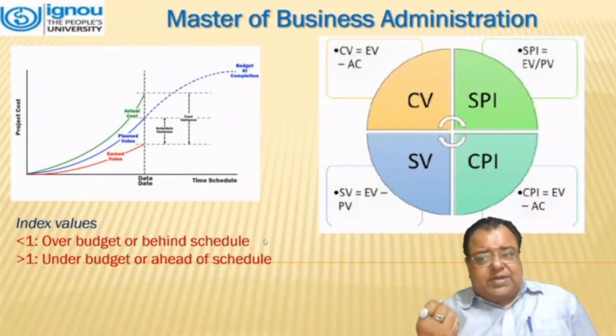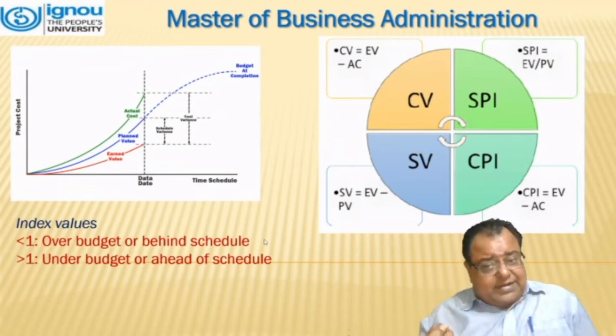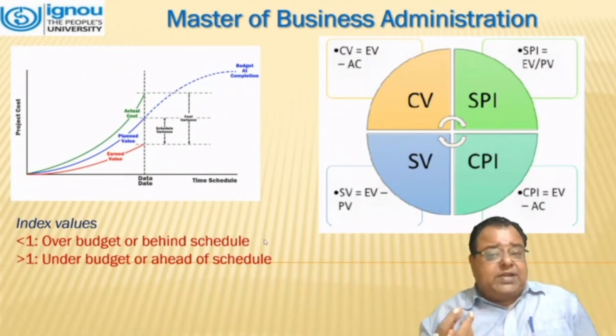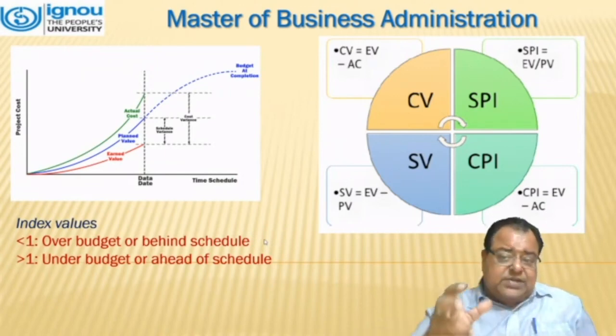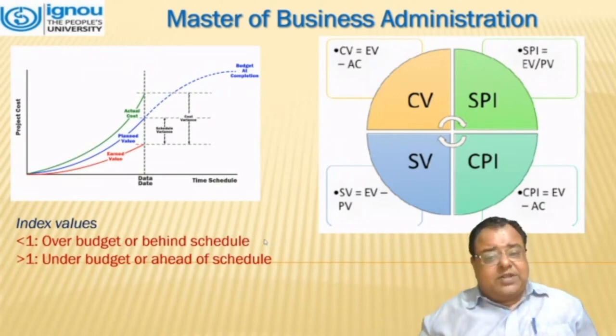This is the matrix. SPI is EV upon PV. CPI is EV upon AC. SV is EV minus PV. And CV is EV minus AC. But this is the relationship between all these terms.